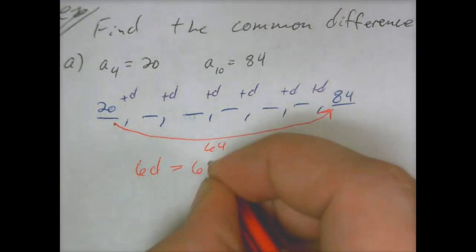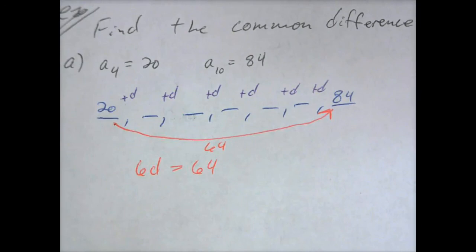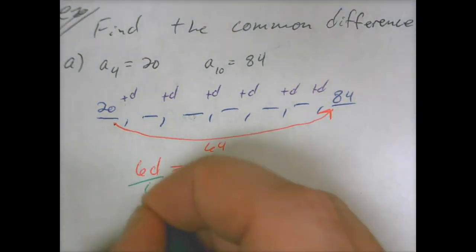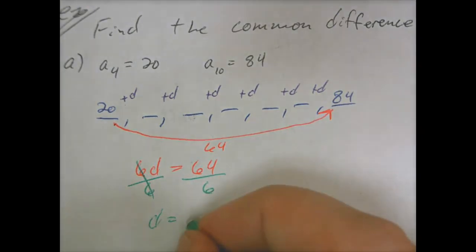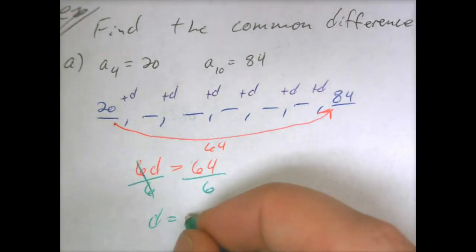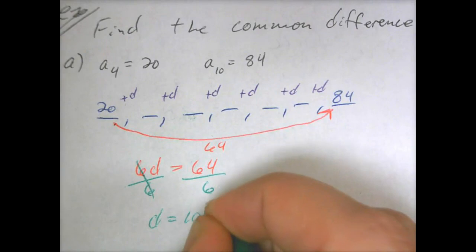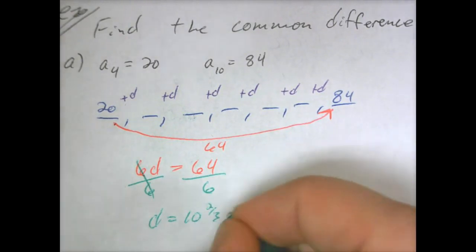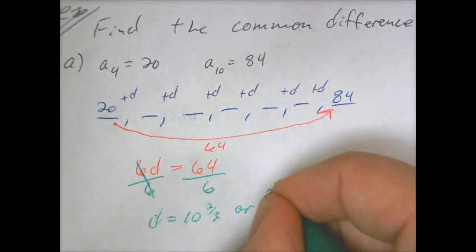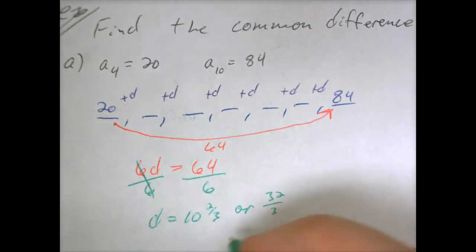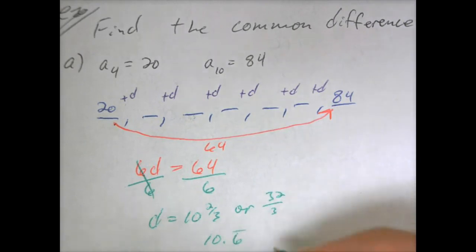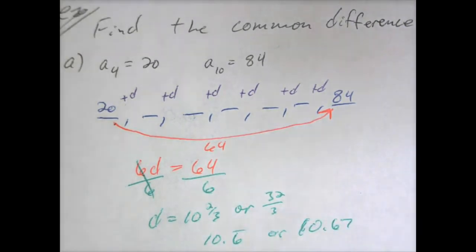So I have 6 times the difference is 64. Now it's really easy to solve for the difference. Just divide by 6 and divide by 6, and you'll have the difference is 10 and 2/3, or you can say 32 over 3, or you can say 10.6 repeating, or you can say 10.67.